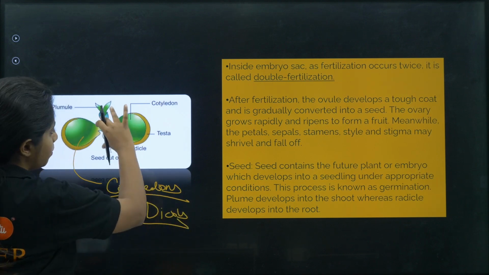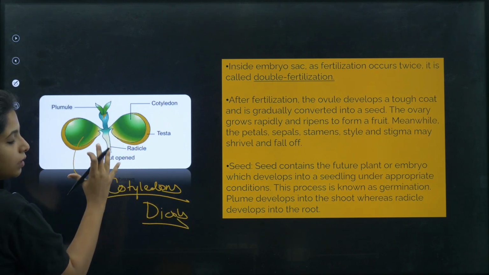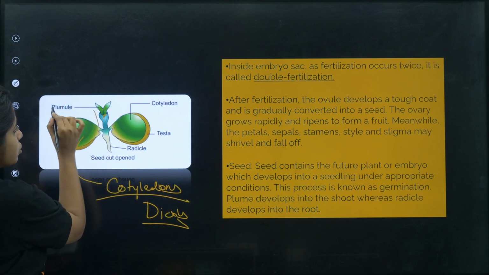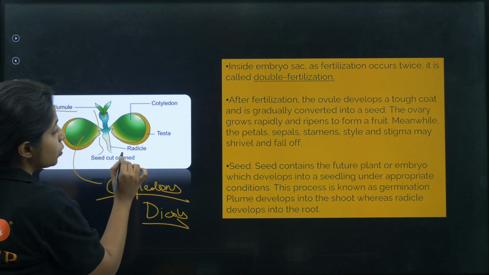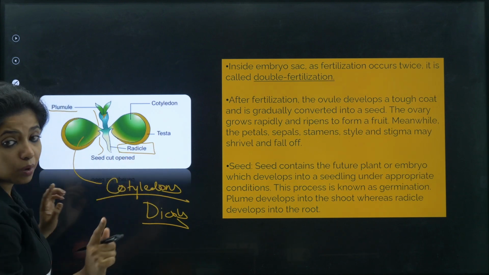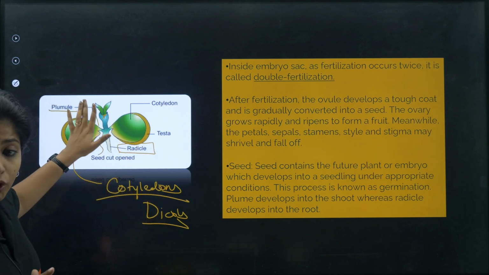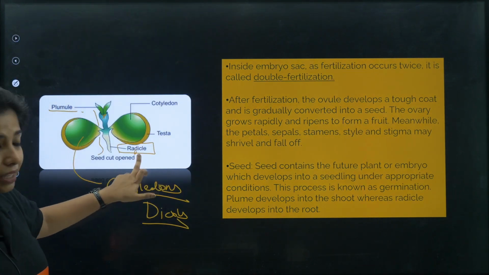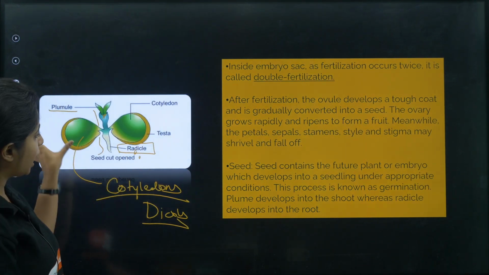And over here, you see the embryo. Embryo is still there. It has a food reserve. This part of the embryo which is going to form the shoot is known as plumule. This part of the embryo which is going to form the root is known as radicle. Remember, you might be asked to label it. So plumule is there, radicle is there. Plumule is going to give rise to the shoot system, and the radicle is going to give rise to the root system.